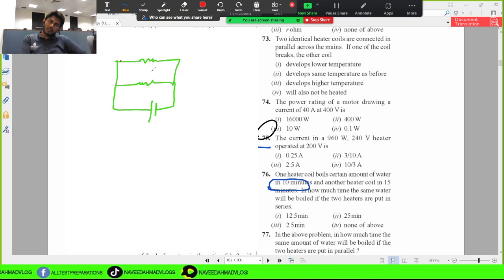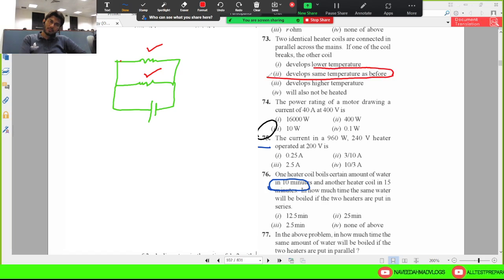Those are parallel connections. Okay, so if you have two rooms, in one room we have heater 1 and in the second room we have heater 2, and if you disconnect heater 1, then heater 2 will give you the same temperature as before. Okay, so in this case option B will be the correct answer.